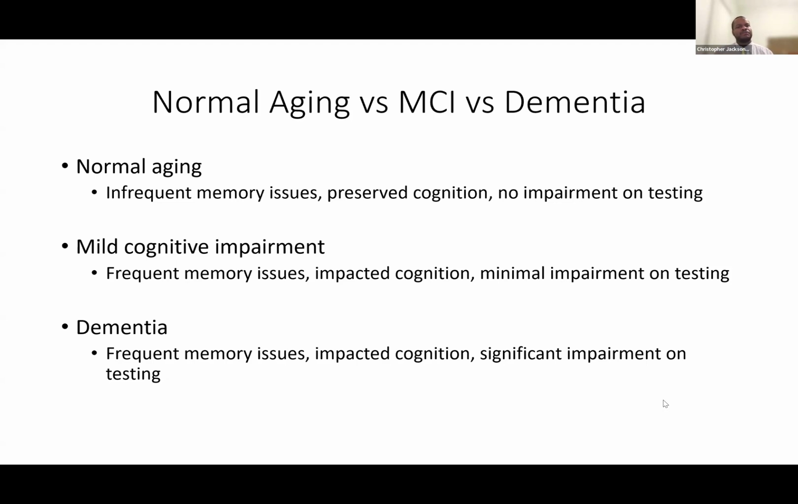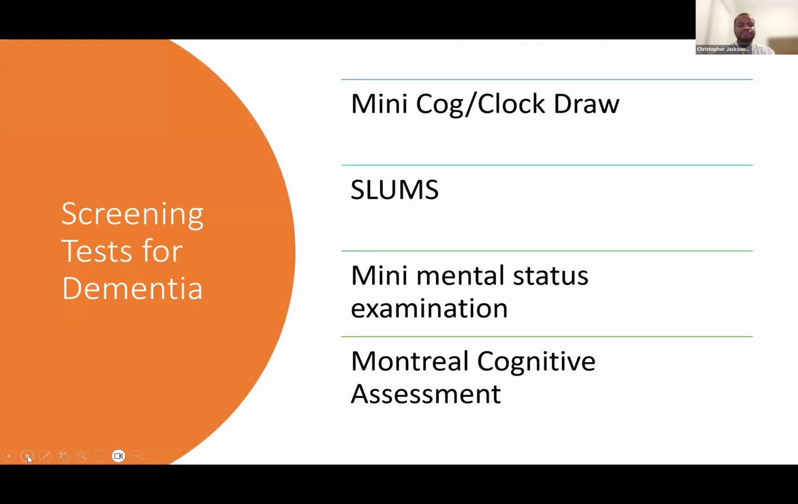With mild cognitive impairment, the frequency of the memory issues goes up. There are definitely impacts on cognition, but when we test, whether it is recall or MMSE, there's usually minimal impairment. And with dementia, there can be even more frequent memory issues, with frankly a little bit of apathy about those memory issues, as well as cognition impacts. On testing, whichever we do, there will be more significant impairment.